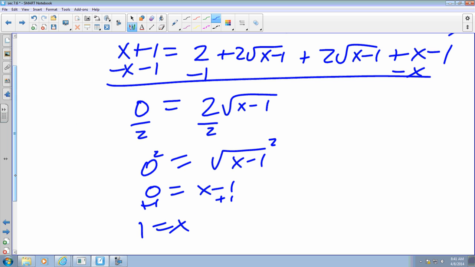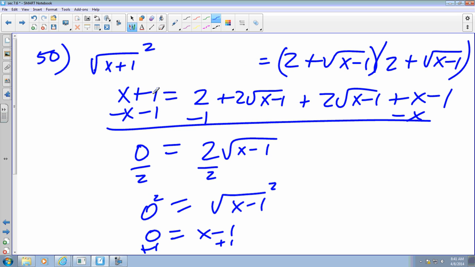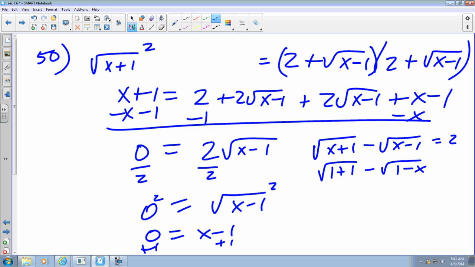They get done, they don't want to check for extraneous roots. If we put it back into the original question, square root of x plus 1 minus square root of x minus 1 equals 2. If I put 1 in here, 1 plus 1 square root gives me the square root of 2. 1 minus 1 gives me 0. So I have the square root of 2 equals 2. Is that a true statement? So the one answer we get doesn't work, so the answer is no solution.